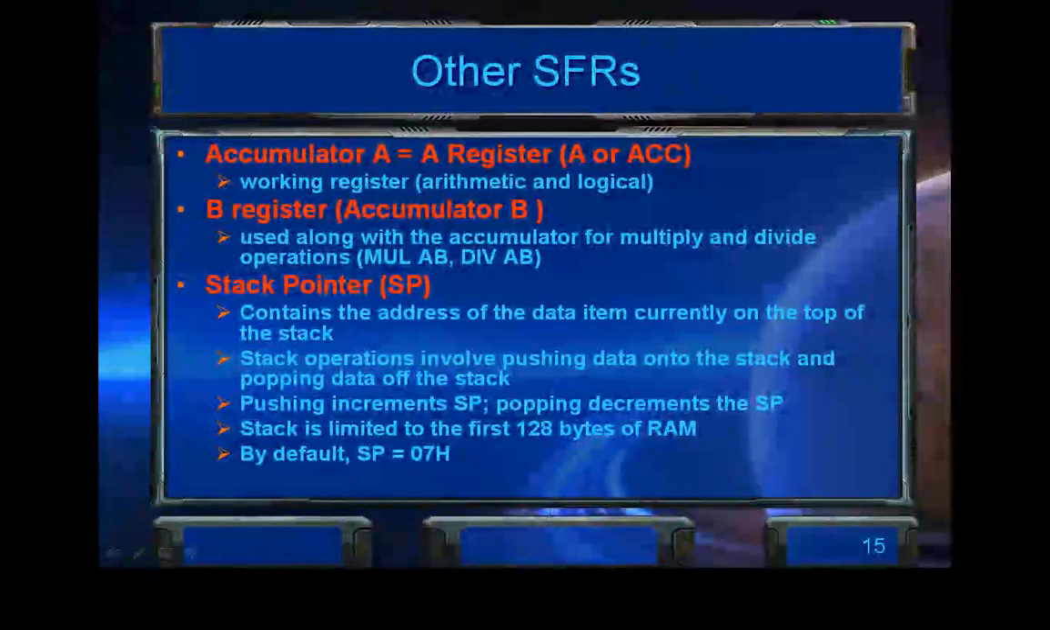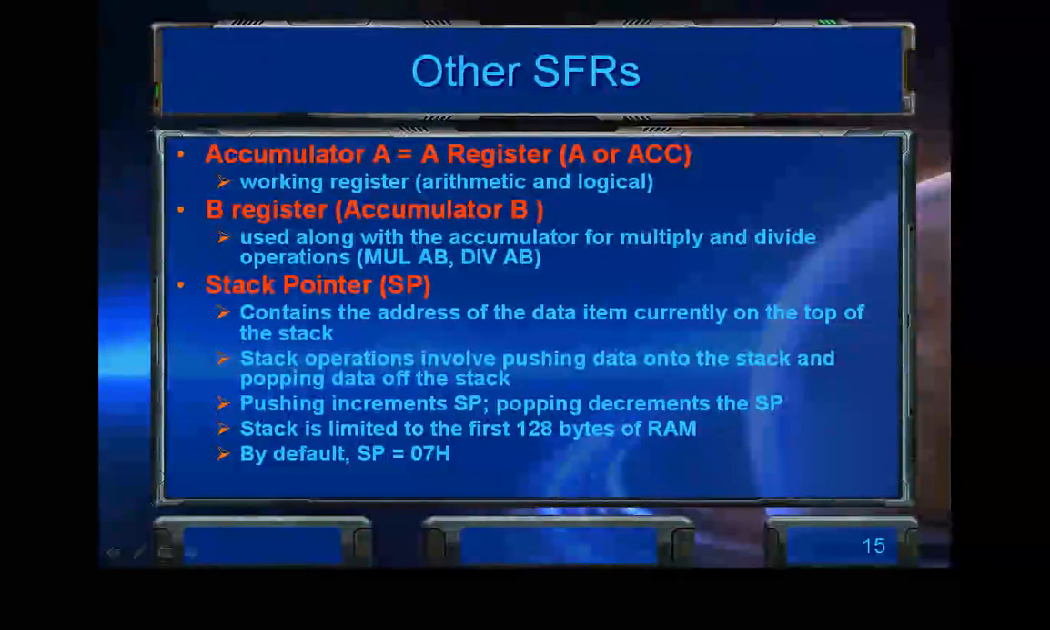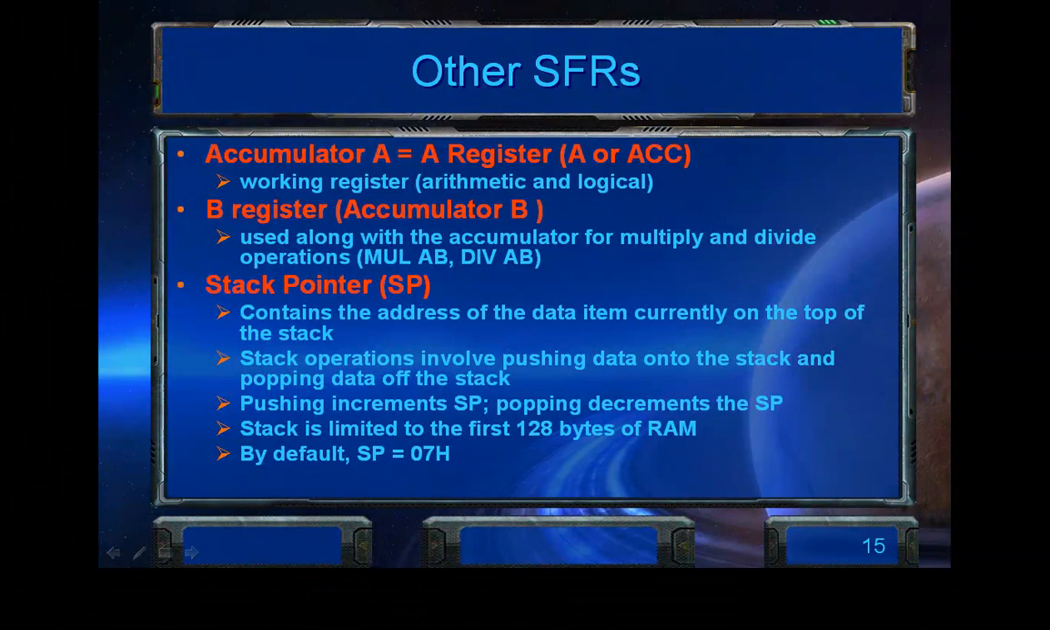Other special function registers are accumulator A, which is mainly used as a working register. Accumulator B, which is used together with accumulator A, for multiply and divide operations. The stack pointer contains the address of the top of the stack. By default, the stack pointer will point to byte address 07 hex. When data is being pushed to the stack, this register is incremented. And when data is being popped from the stack, it is decremented.